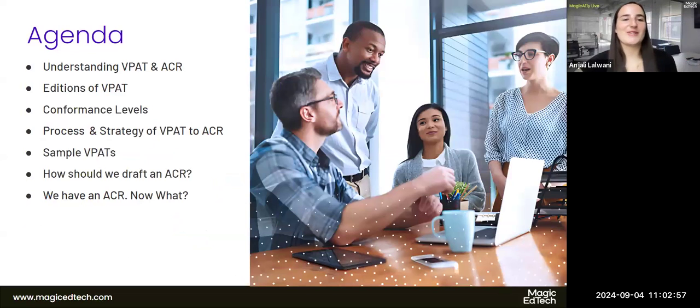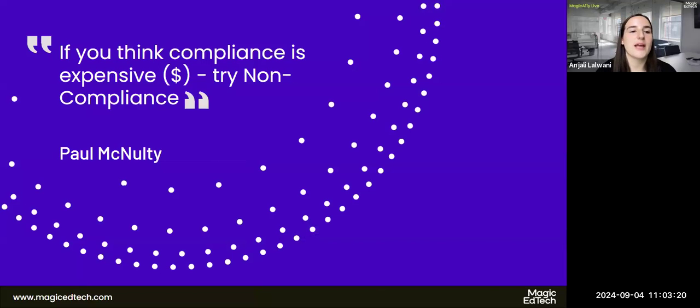Alrighty. Thank you. So first, we'll talk about understanding VPATs and ACRs. Then we'll talk about different editions of VPATs, conformance levels, processes and strategies of a VPAT to an ACR, some sample VPATs. We'll talk about how to draft an ACR, and then we'll talk about when you have an ACR, what you do with it. So we have a quote today: "If you think compliance is expensive, try non-compliance." And this is by Paul McNetley.